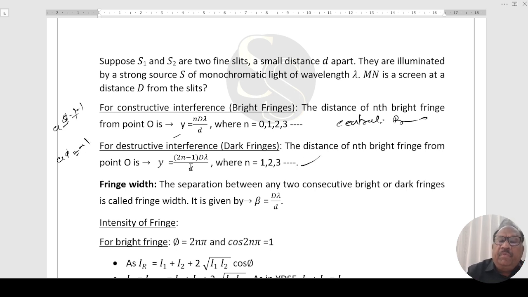Fringe width is the distance or separation between two consecutive dark or two consecutive bright fringes, given as beta. Beta equal to D lambda upon small d. It depends on the distance between the slits and the screen, the wavelength of the monochromatic light, and the distance between the two sources, S1 and S2 slits.